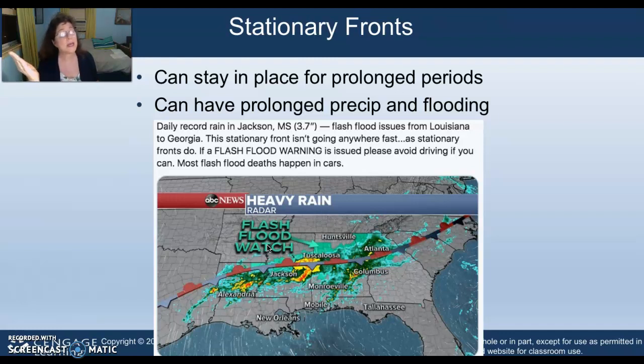I know, I'm an EMT. I get pulled into rescues all the time. When you hear about drownings in flash floods, they're generally drownings from people who drove too far into a wet surface. So please be very careful when you hear a flash flood warning, especially during hurricane season. That should be it for stationary fronts.